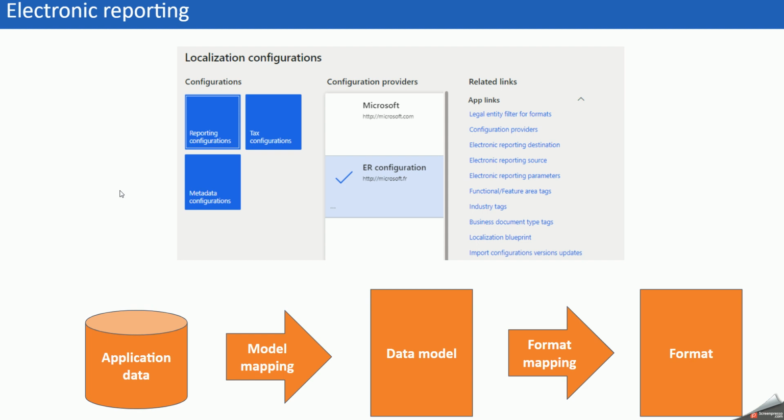So just about the structure of electronic reporting. There is a workspace in Dynamics 365 where you can see all your reports. Here, the main structure is the data model. The data model is basically what kind of information you want to export here on your electronic reporting report. Then you have a model mapping, which is basically the link between the application data and the data model. And then you have the format, which is basically the format of the report, and then the link between the data model and the format through the format mapping.